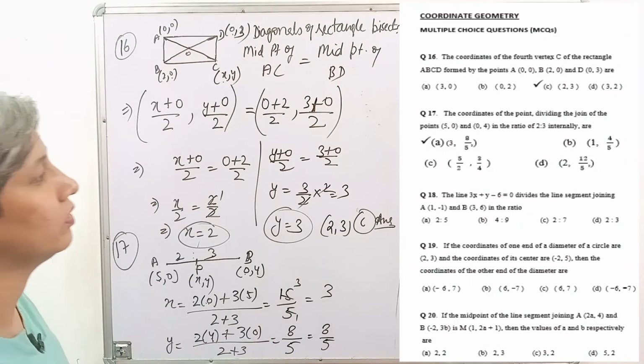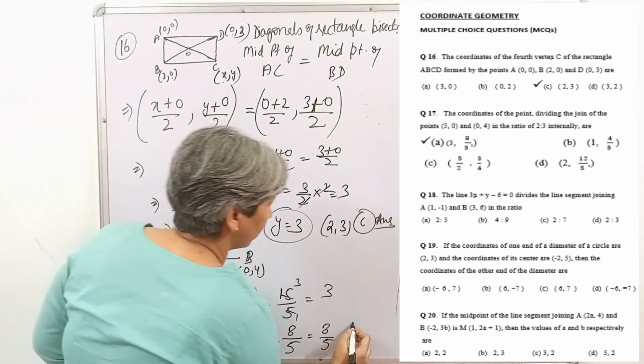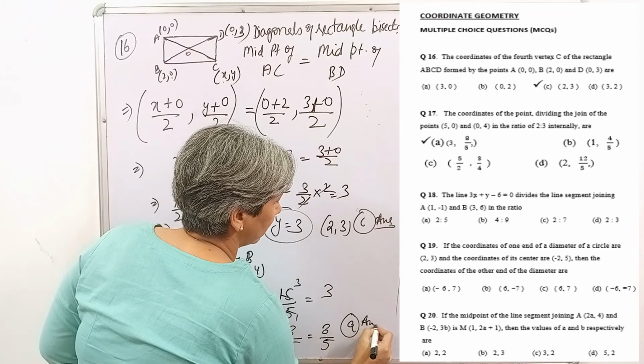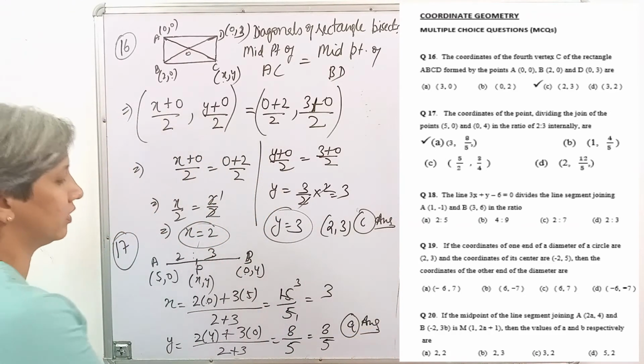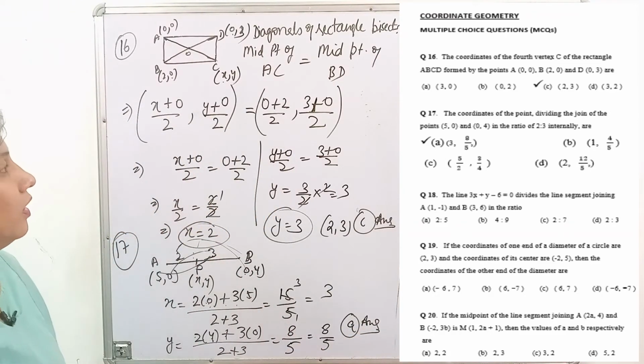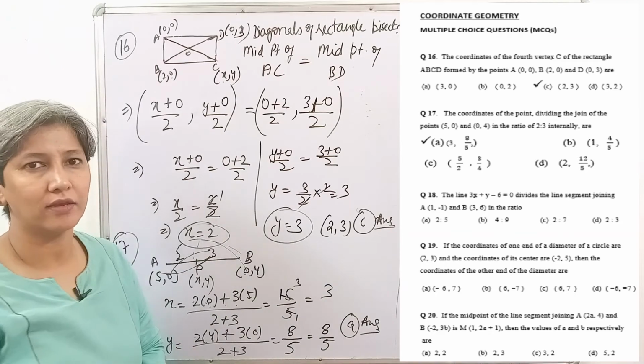So option A, 3 and 8/5 is the answer for question number 17. First question 17th. Let's march on to question number 18th.